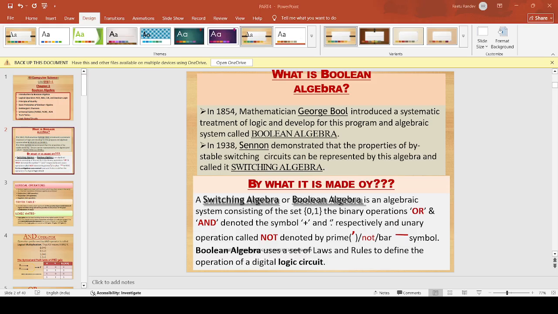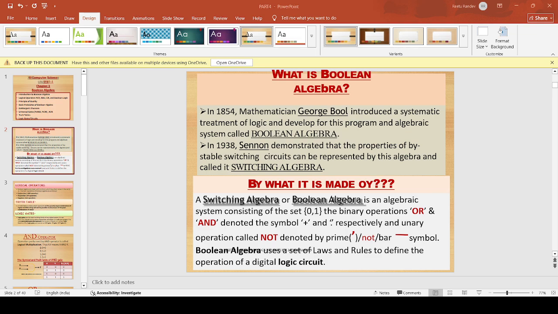Now, since we know the basics of Boolean algebra, the types of circuits, the gates, and the operators, we will see the basic theorems of Boolean algebra. The properties of 0 and 1 are: 0 plus x is x, 1 plus x is 1, 0 dot x is 0, and 1 dot x is x.